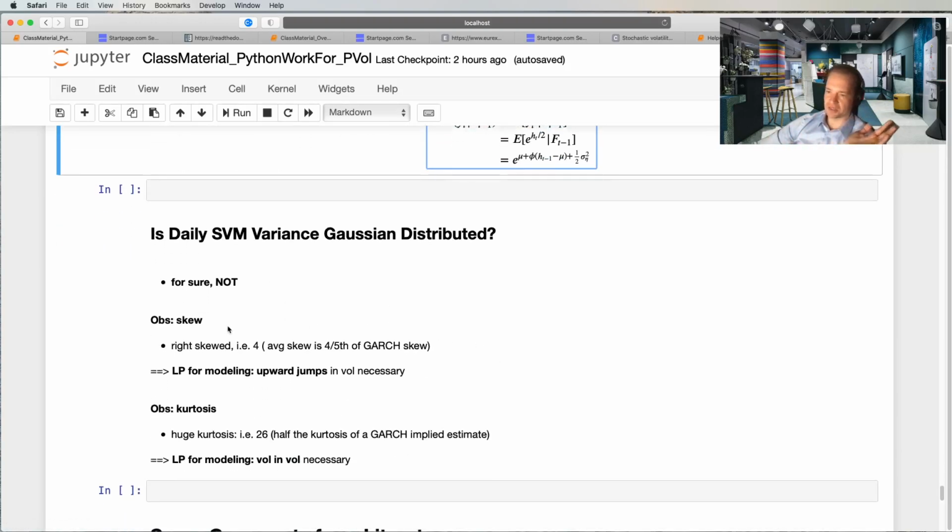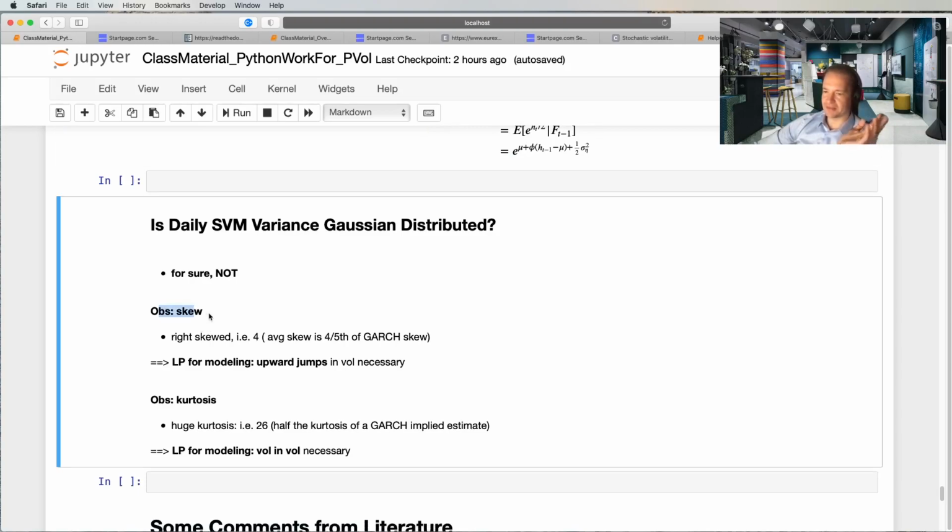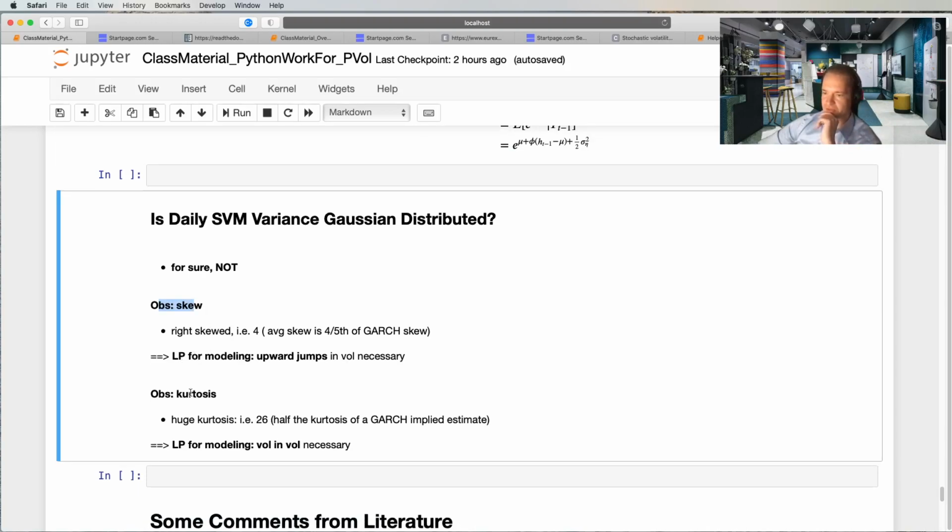No, it's not. Same problem. We have skewness and we have kurtosis. But look, if you use SVM, the skew on average is only 20% of the skew that comes from the GARCH. So the jump potential to the right is only 20% as weird. That's a big, big number because we take the average.